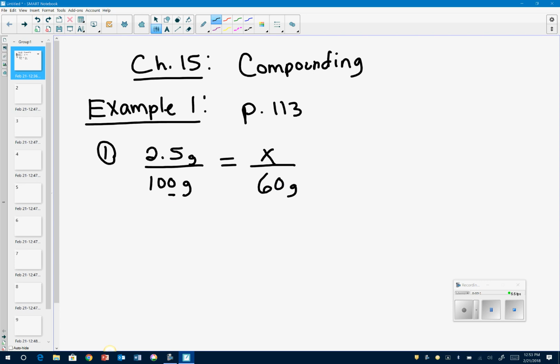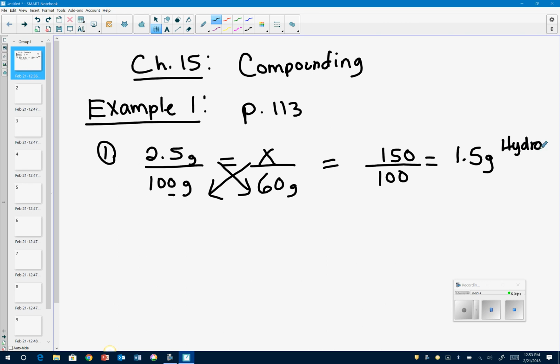Now I'm setting it up a little bit different than the book did. I'm doing it in ratio and proportion. Then of course you cross multiply. Whatever you multiply the x by goes on the bottom. Then you have 2.5 times 60, and that's going to be 150. Then you divide that by 100, and you have 1.5 grams. I'll just abbreviate it hydro, but that's the hydrocortisone. You're going to need 1.5 grams.